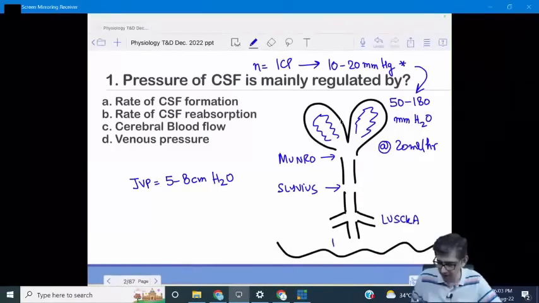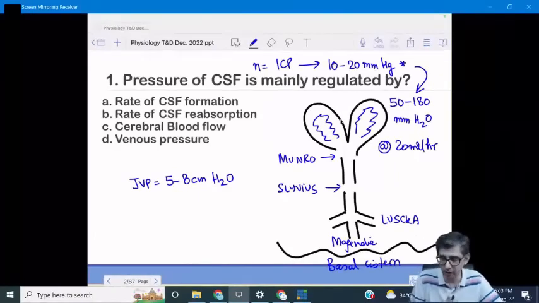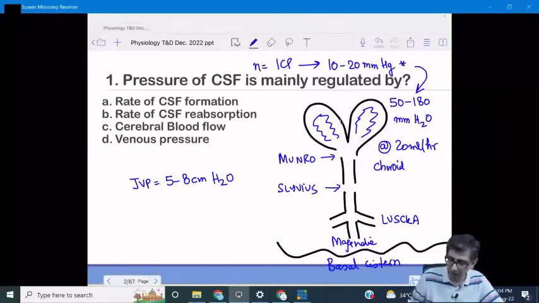And then this CSF will be flowing into the base of the brain. This is what I've shown as the basal cisterns. And basal cisterns are where reabsorption is occurring. So the production occurs in the choroid plexus and the reabsorption occurs in the basal cistern.